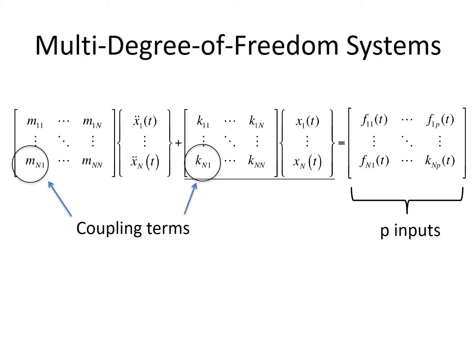Also denoted in this equation are the coupling terms that represent the coupling between different degrees of freedom. For example, a spring that connects the first degree of freedom to the nth degree of freedom will be represented in the stiffness matrix by the term k sub 1n. In general, the mass matrix also includes coupling terms, although many mechanical systems are modeled as lumped parameter systems, and in these cases, the mass matrix is a diagonal matrix in which each term on the diagonal represents the mass associated with a particular degree of freedom.